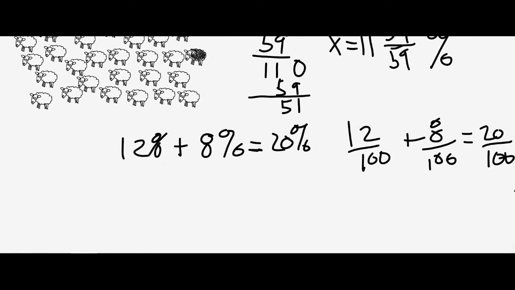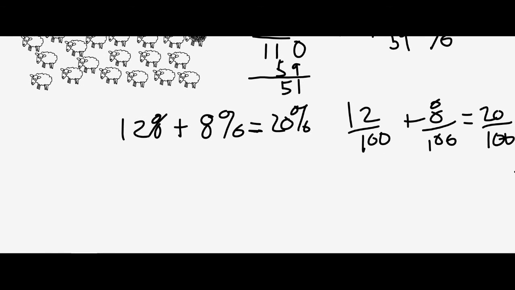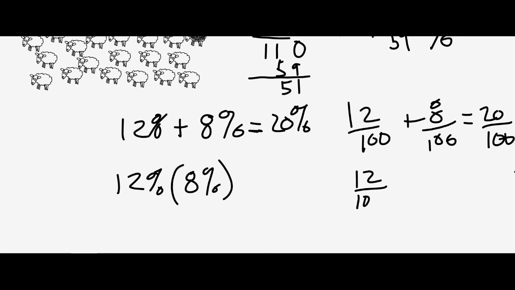If you're multiplying percents, though, say you're inheriting some money and your part of the family gets 12% of the money, and there are enough people in your family that you only get 8% of that, so you get 8% of 12%. So you have 12% times 8%. That's really 12 over 100 times 8 over 100. So you get 96 over 10,000.